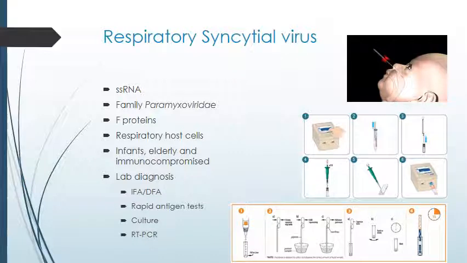RSV, this is also an RNA virus, a single-stranded negative-sense RNA virus from Paramyxoviridae. It comes from the fact that the F proteins on the surface of the virus cause the cell membranes of nearby cells to merge, forming what's called a syncytia, or a multinucleated cell. So multinucleated cells would be something that you might find in the secretions of a baby that has RSV.